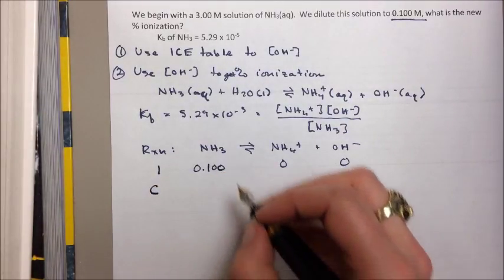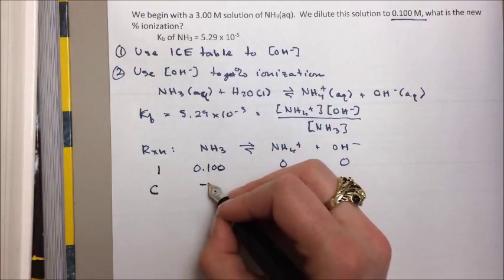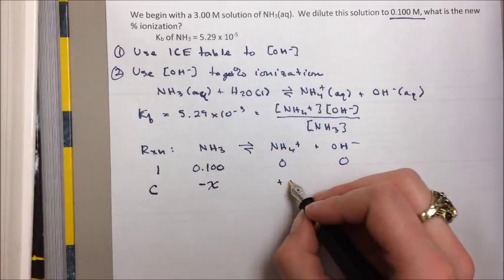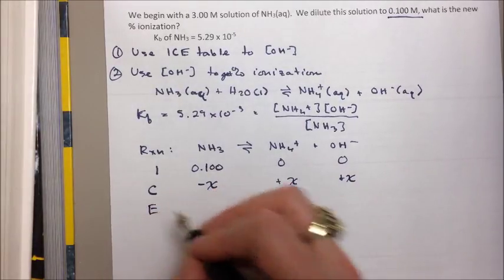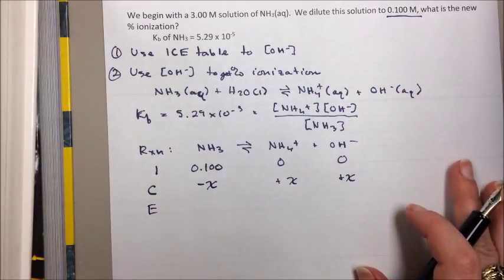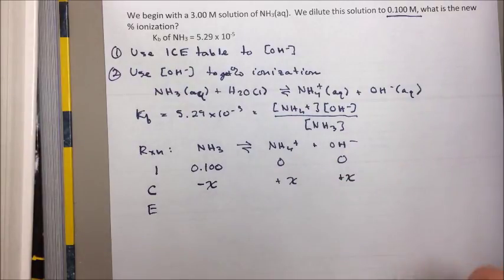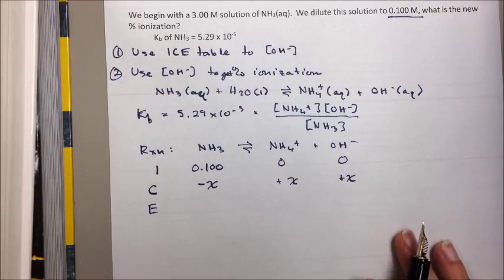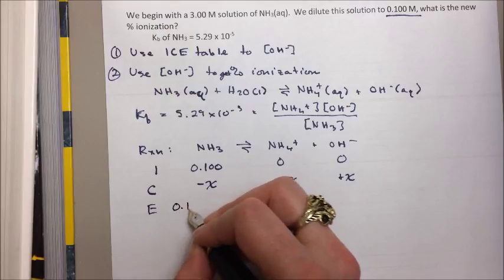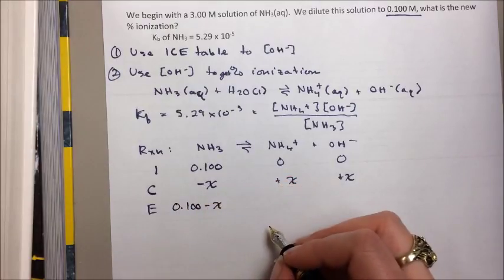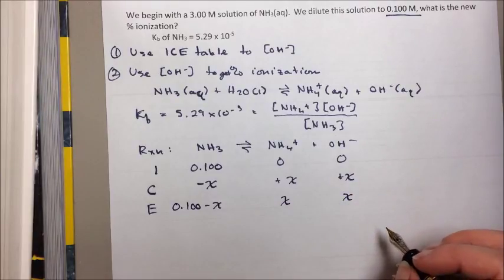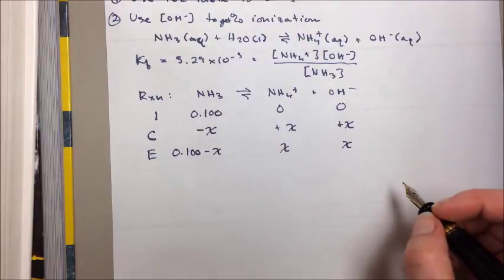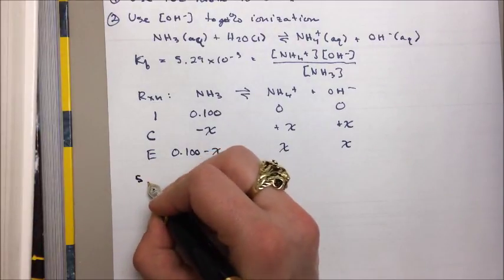Our change, the ammonia is going to reduce by minus x because we're going to increase both the ammonium and the hydroxide by plus x. And in this case, we cannot assume that the base concentration will stay constant. There's no reservoir of extra base to replenish it. The 0.1 molar is all we have. Therefore, our equilibrium values will be 0.1 minus x for the ammonia, and x for the ammonium and the hydroxide. We're going to take these and plug them into our mass action expression.